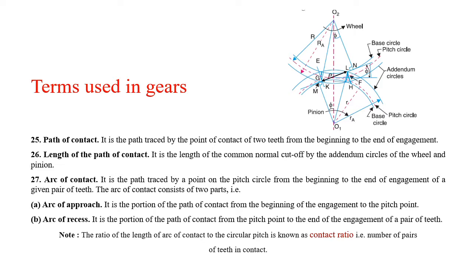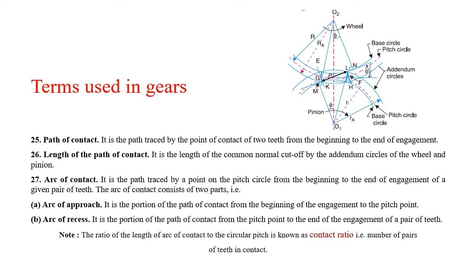Next, length of path of contact. It is the length of common normal cut off by the addendum circles of the wheel and pinion. Suppose this common normal MN is there in this diagram. It is cut by the wheel addendum circle at point K, and by the pinion addendum circle at point L. The distance between these two points K and L is called the length of path of contact. Remember this thing, path of contact and length of path of contact.